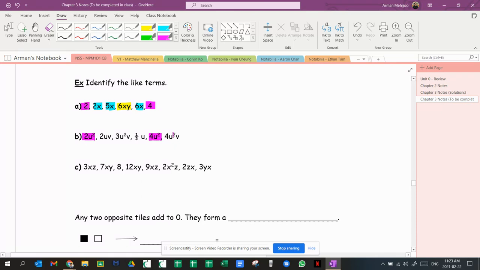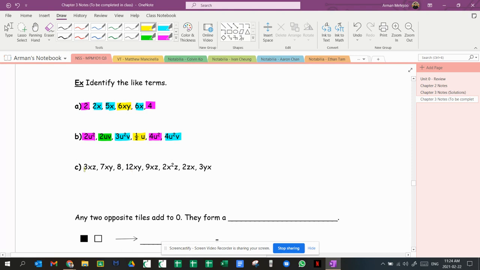So this last term would be really similar to this 3u squared v. So it wouldn't be one of the purple ones. Instead, I can make 3u squared v and 4u squared v like terms because they have the same variables and they're being raised to the same exponents. 2uv looks like it's not similar to anything else. And then 1/2 u looks like it's not similar to anything else as well. So those are my only like terms there.